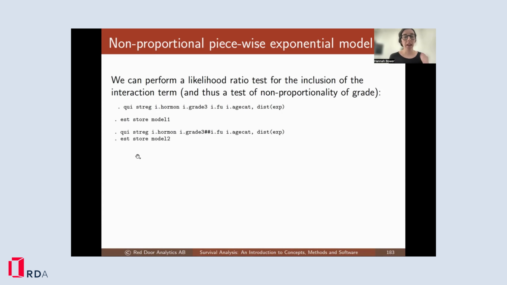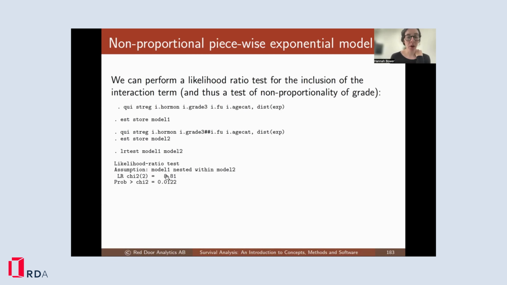And then we do the same thing for the model with the interaction, where you can see here we have the double hash notation to say that we want to include main effects and interactions between grade and FU. And then we include this estimates store again to say, let's save these estimates and we're going to call it model 2. And we use the lrtest command to say, compare model 1 to model 2 by this likelihood ratio test.